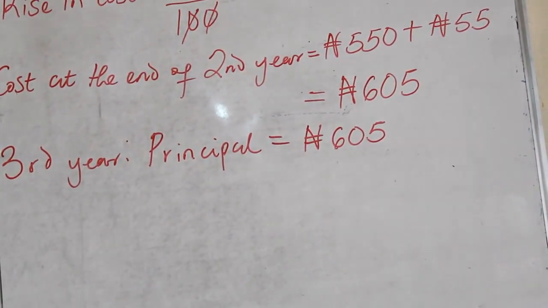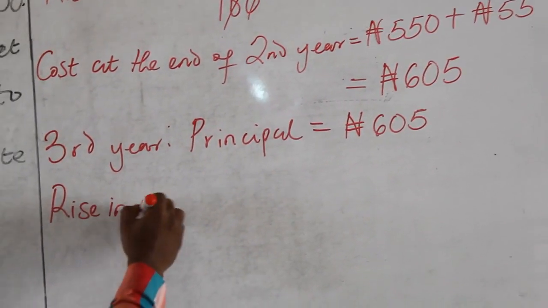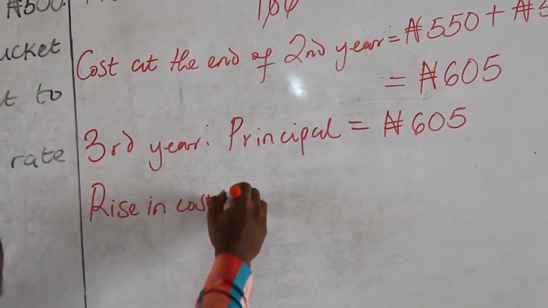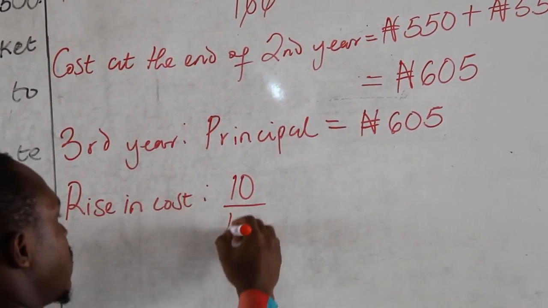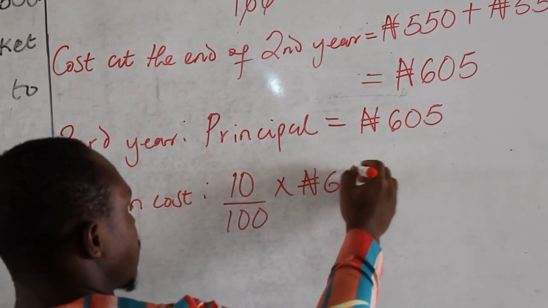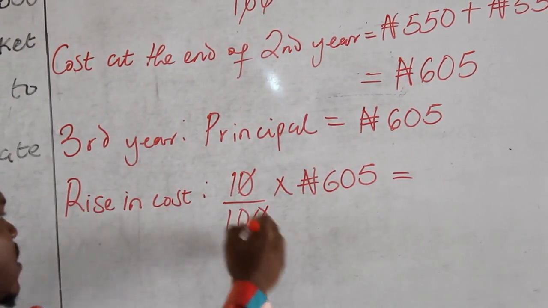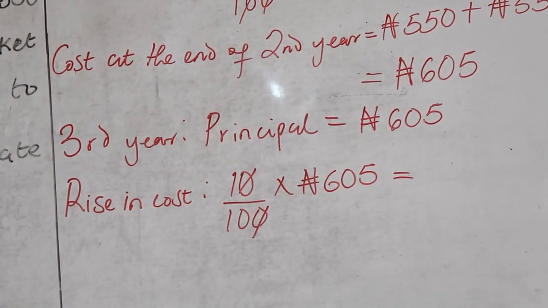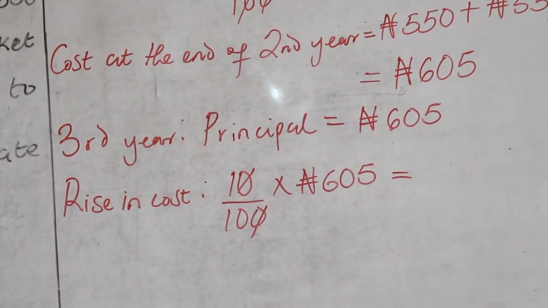To calculate the rise in costs, that will be 10% of our principal, which is 10 over 100, multiplied by 605 naira. This zero can cancel this zero. Now we have 605 naira divided by 10.